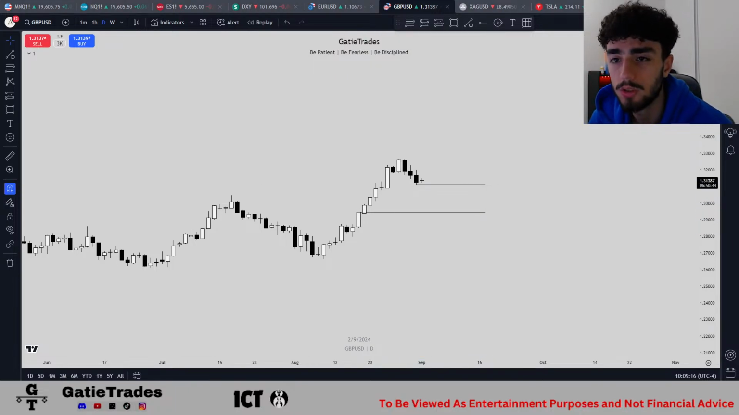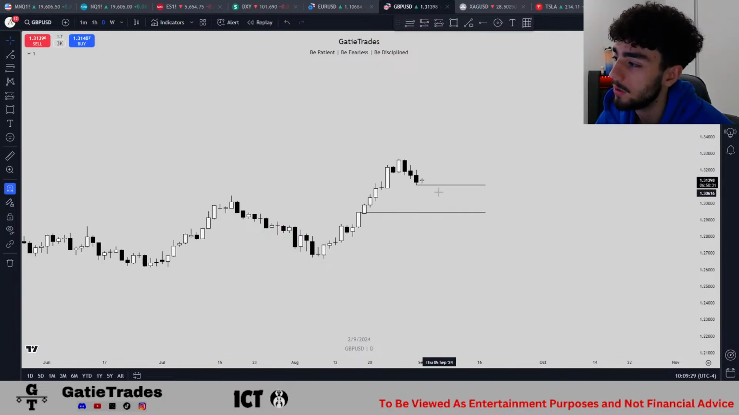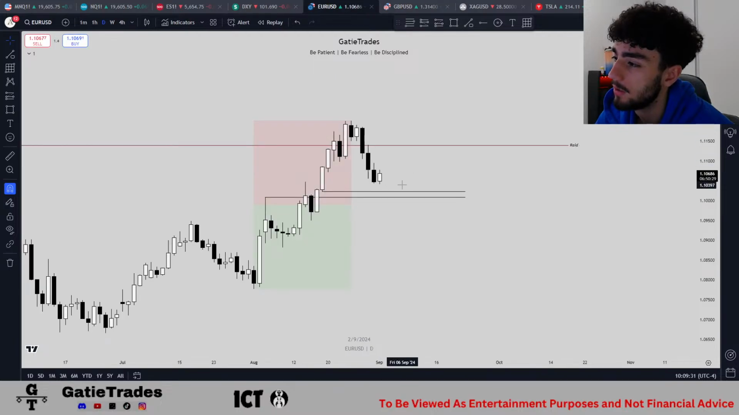Does that answer everyone's questions? Very, very clear. I want to see this get weekly fair value gap tapped in. That's when I'd be interested in looking for longs. Right now, I'm not interested in looking for longs. I want to see price come here first. Then I'd be more interested. Same with GBP. We might get an SMT. I think there's already one forming, but we'll see.